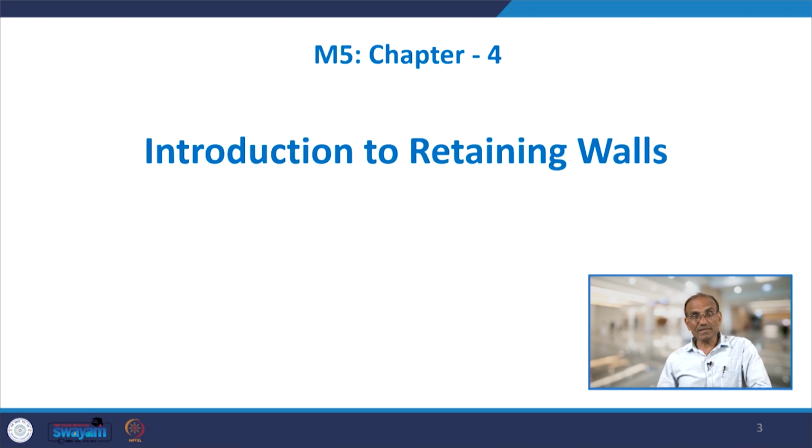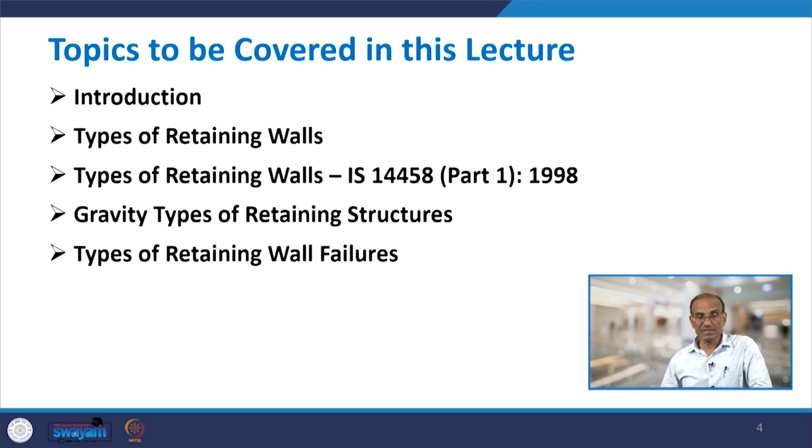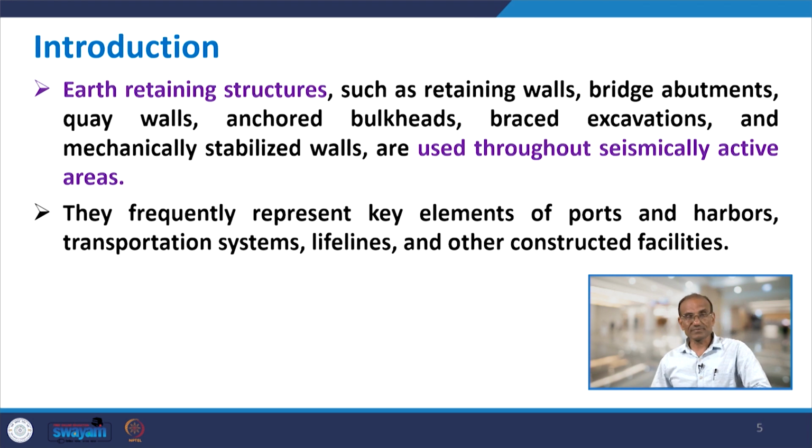Coming to the first introduction to retaining walls, that is today's lecture number 46. In this lecture we are going to talk about the introduction, the types of retaining walls in general, and then the types of retaining walls based on the code IS 14458 part 1, whose last version was published in 1998. Next we will talk about gravity types of retaining structures, and types of retaining wall failures will also be discussed today. So let us start with the introduction.